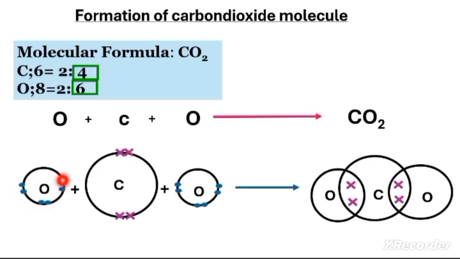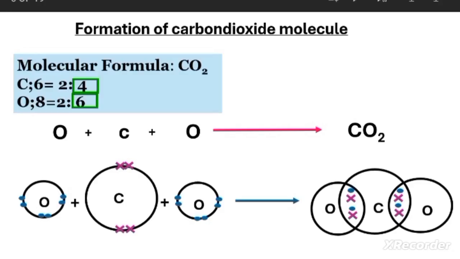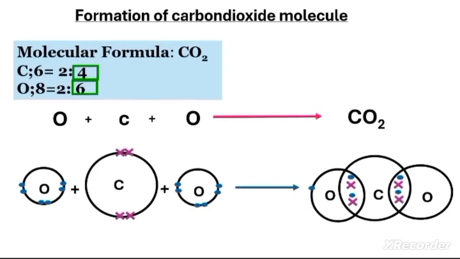So instead of gaining 2 electrons so that it can become stable, it is going to share 2 out of its 6 electrons in the outermost shell. It will share 2, and even this one will share 2. Then the remaining 4 electrons will be located here. This one also, the remaining 4 electrons will be located here.